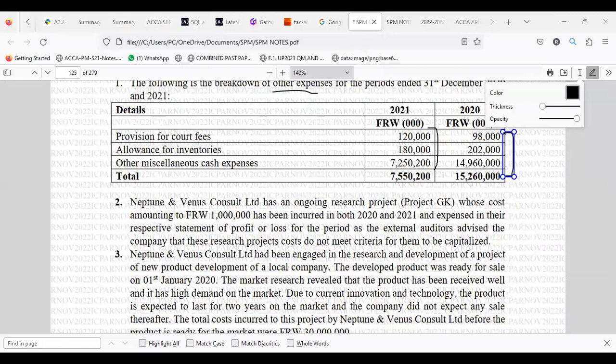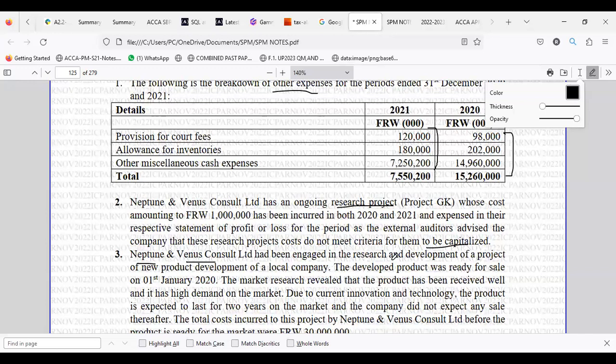Anyway, number two: Neptune and Venus Consult has an ongoing research project whose cost, amounting to 1 million francs, has been incurred in 2020 and 2021. So the element here is that there is research, and the expense in the respective years goes to the profit or loss for the period, as external auditors advise that these research project costs do not meet the criteria to be capitalized. That's it for that. Neptune and Venus Consult have been engaged in research and development of a new product of a local company.